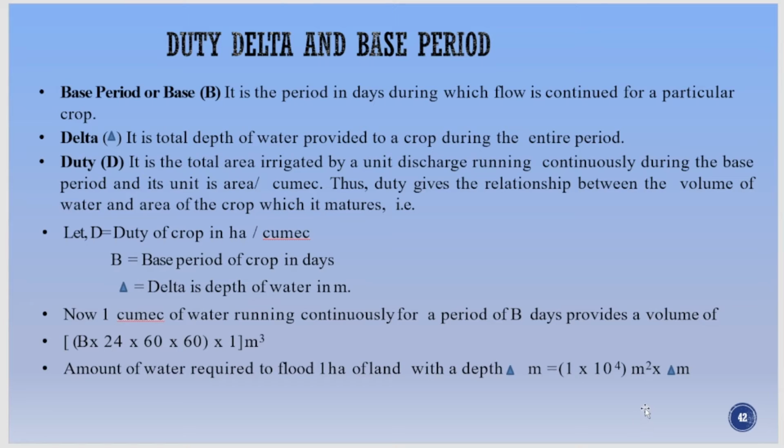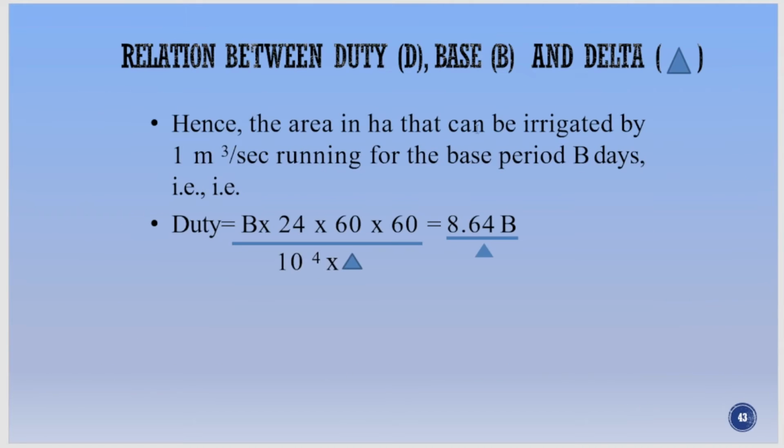Now let us go to the next slide. This is how we establish the relationship. Hence the area in hectare that can be irrigated by 1 meter cube per second running for the base period b days. So what is duty?